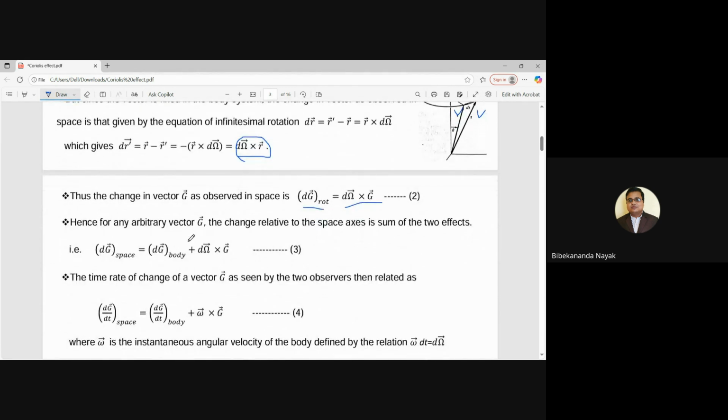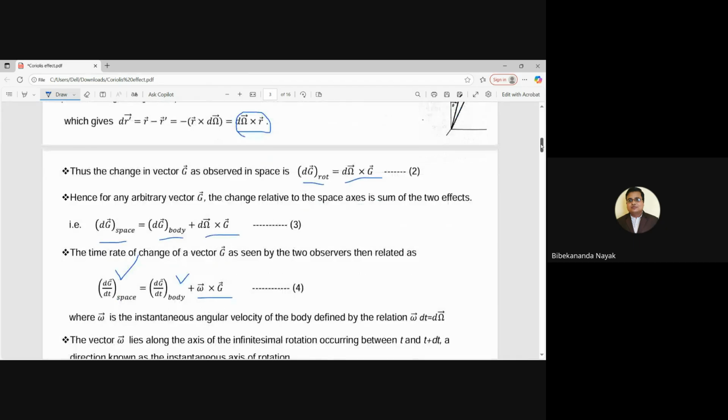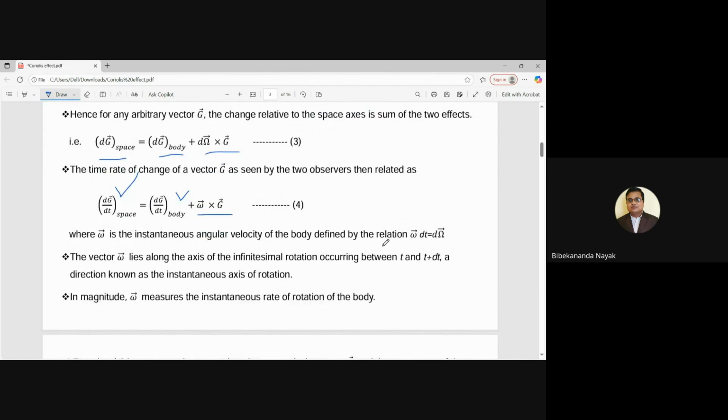So our general expression became dG in space is equal to dG in body plus d omega cross G. If you take its time variation, we can say the rate of change of any vector in space is equal to the rate of change of the vector in the body plus omega cross G. Omega is the angular velocity of the rotating body. This is the general formula.